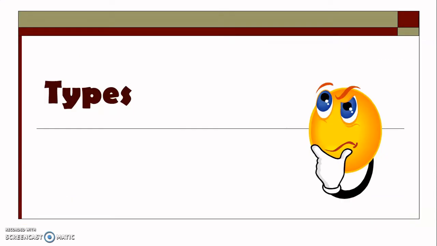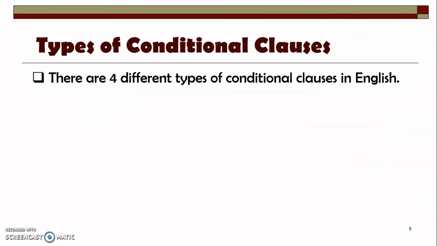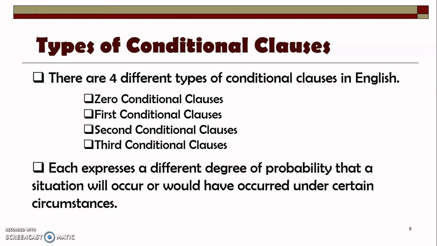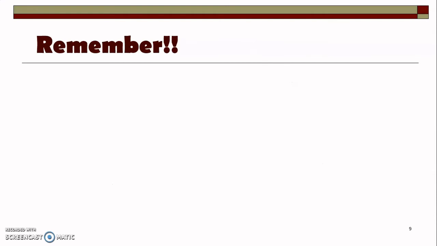Now let's see the types of conditional sentences in the English language. There are four different types of conditional clause in English, and these are the zero conditional, first conditional, second conditional, and third conditional. Each of them expresses a different degree of probability that the situation will occur or would have occurred under certain circumstances.